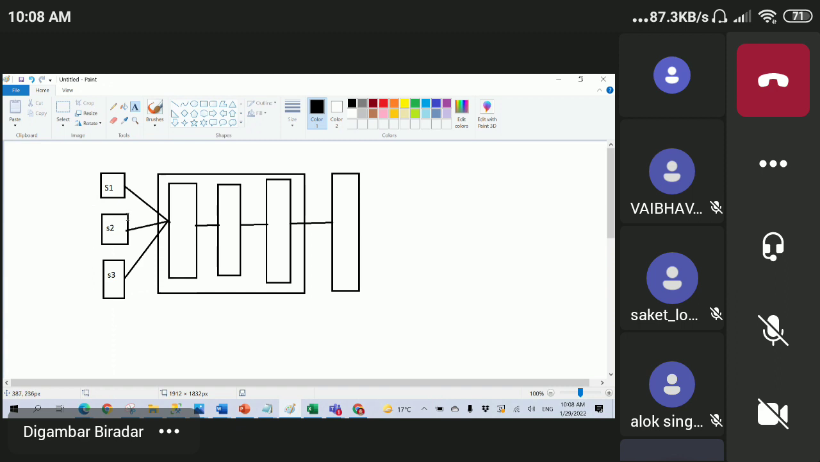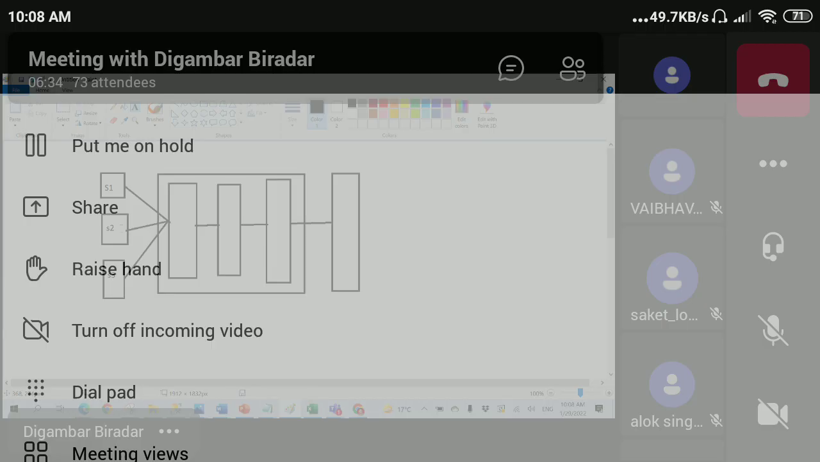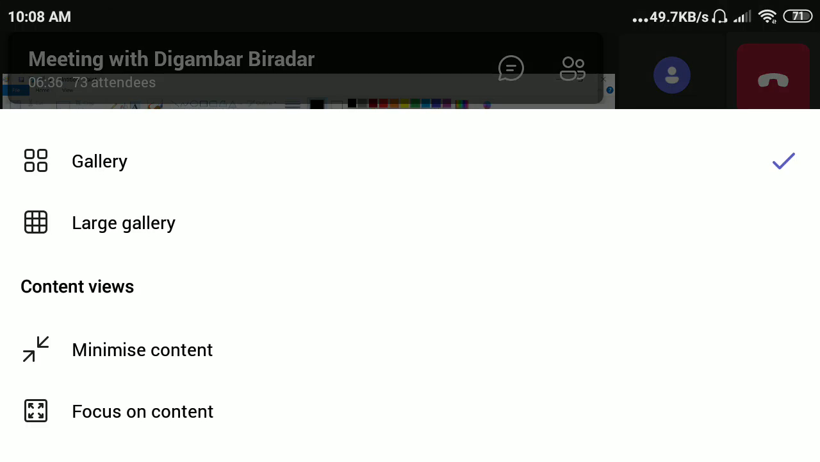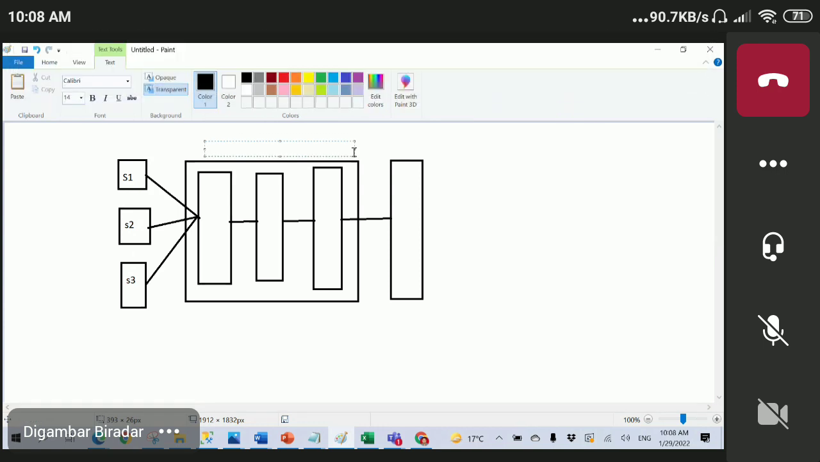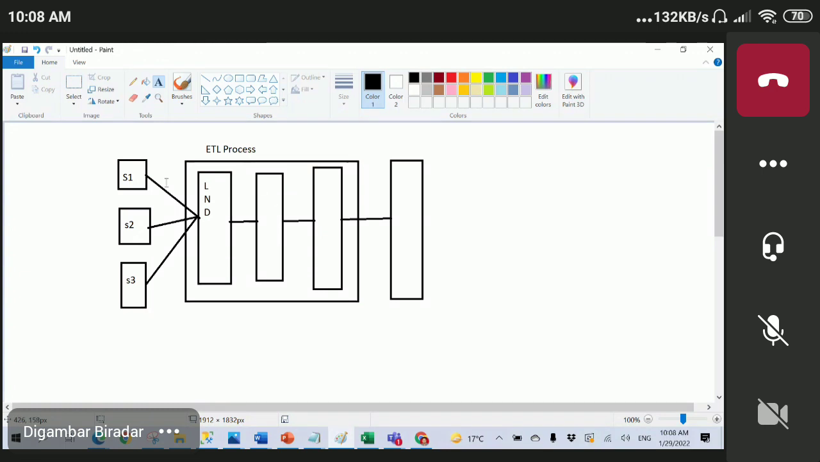Here the data was in multiple formats, different formats: one in Excel, one in text, one in a DB. But what we converted in this ETL process is that we brought the data into one format. We just copied the data inside the LND, that is the landing area. After that we transformed that LND. Here we copied it into one format.